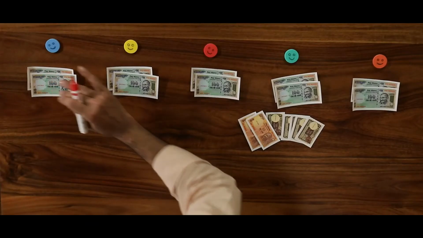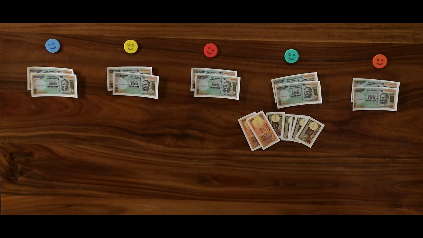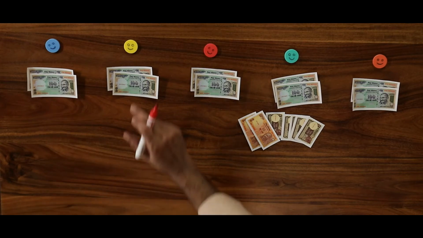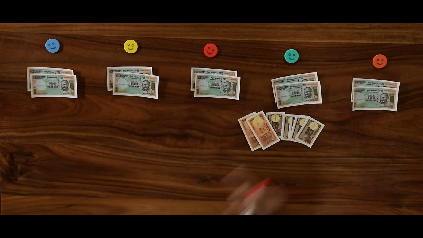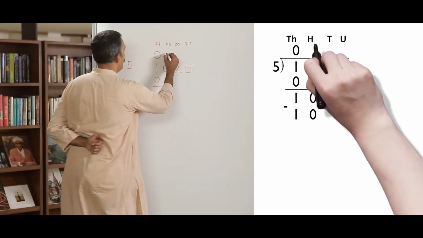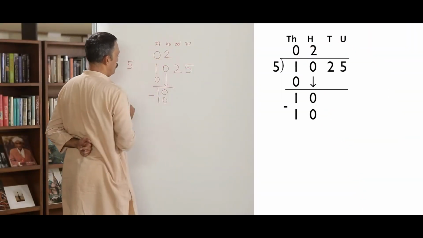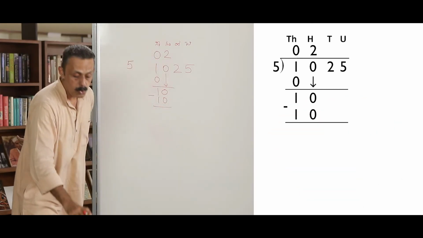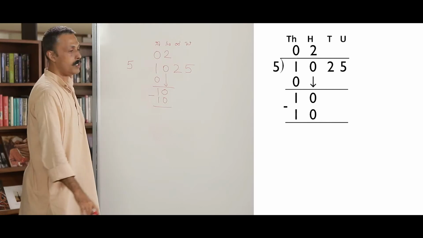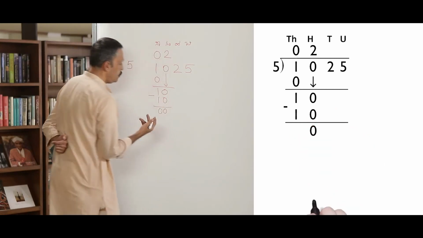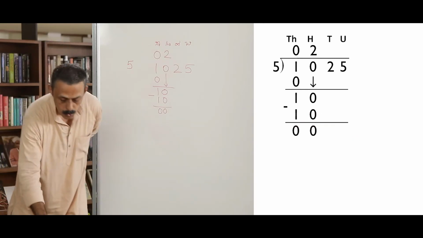How many hundreds did everyone get? Let us ask. How many did you get? One, two. Did everyone get two or did someone get more? Everyone got two only. Let us write it here. How many did each get? It is two. Did I exhaust all 100 rupee notes? Yes, I did. If I subtract, I do not have any 100 note.